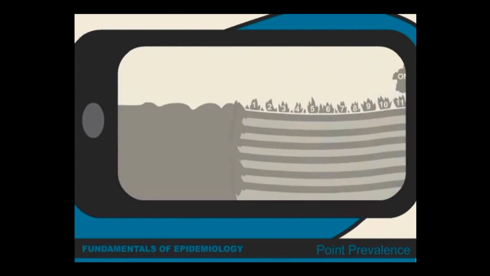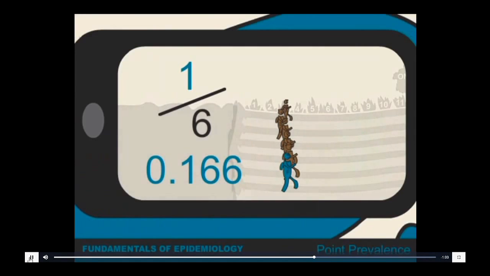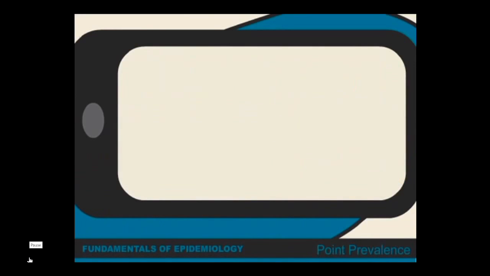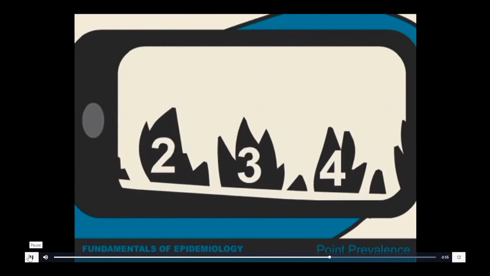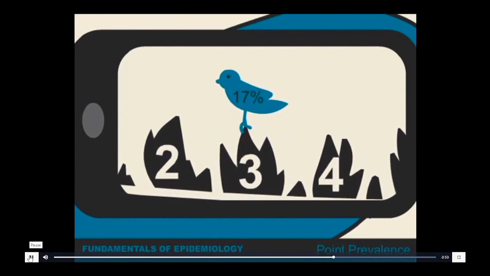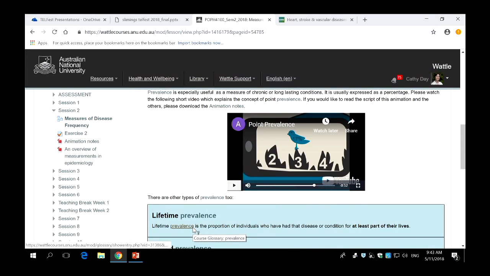The total population was still six, so the point prevalence was 1 divided by 6, or about 0.166. We would usually express this as a percentage, and we'll round it up this time. So the point prevalence of diabetes at 3 months was 17%. It then goes on and says here's what it was at 15 months, and 21 months, and all those sorts of things.